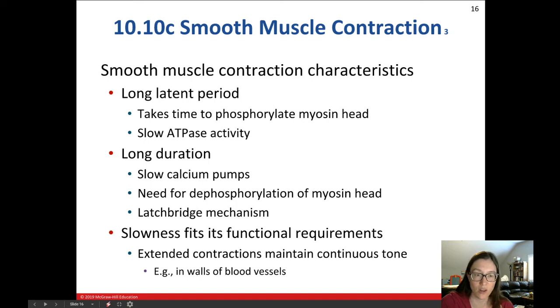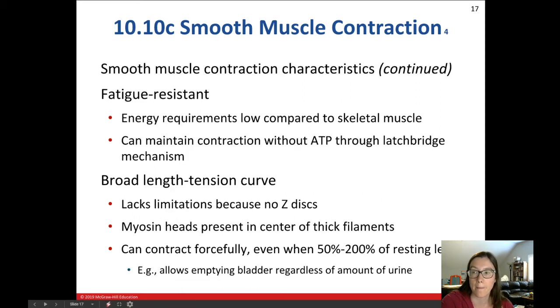But it's okay that it's slow because it's involuntary anyway, so we're not worried that it's slow. And it's good that extended contractions can maintain continuous tone in the walls of the blood vessels. A lot of times we want our blood vessels to be partially contracted all the time. So it's good because we need a lot of sustained contractions in our visceral muscle. Smooth muscle is also relatively fatigue resistant, which is good. We don't want our GI tract or our blood vessels to get really tired and stop contracting.